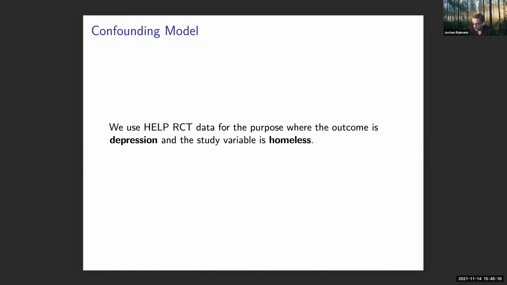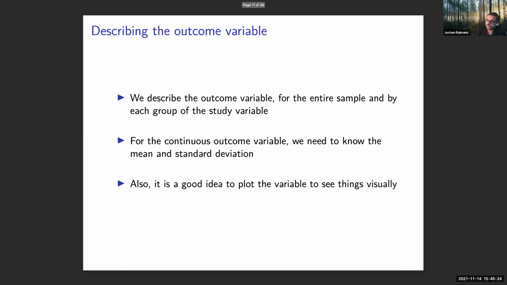So we will now look into such a confounding model by using the help RCT data, and we have the outcome depression, and the study variable is homelessness.